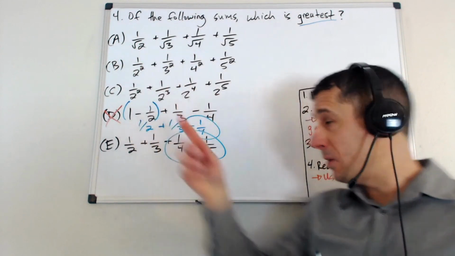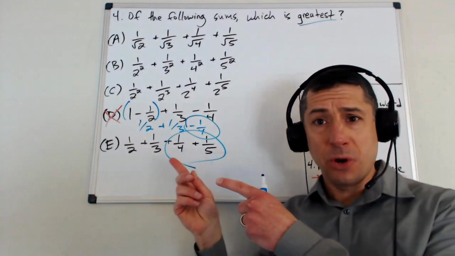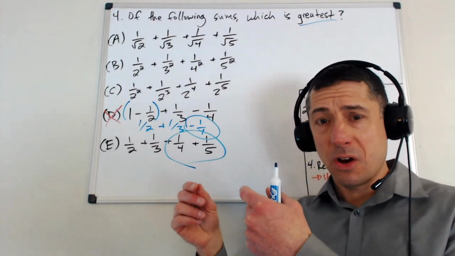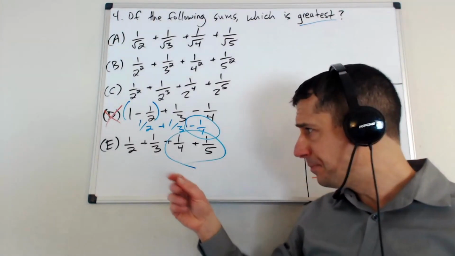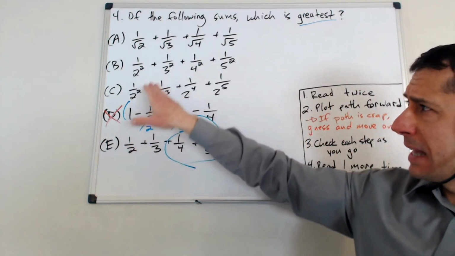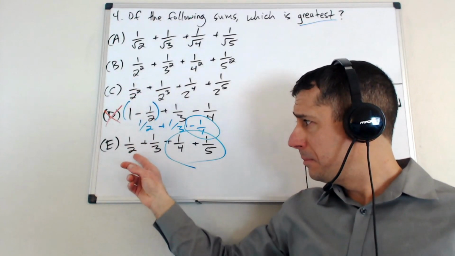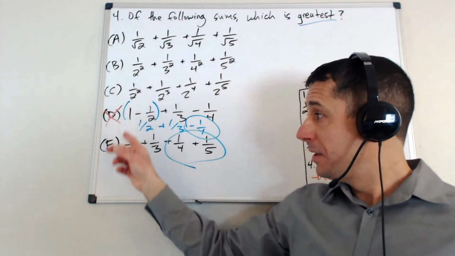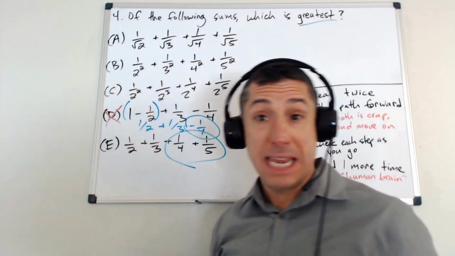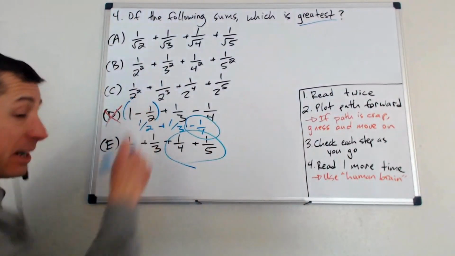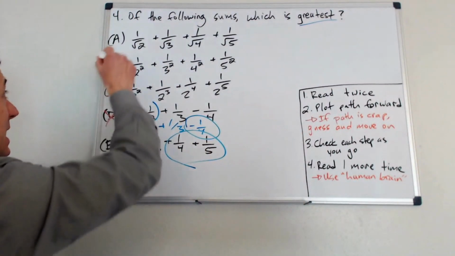So when I talk about step 3 here, checking each step as you go, that's one of those moments where I'm going to go, okay, wait a minute. Let me think about that. Is that really how it works? Yeah, of course. So bigger denominator, smaller number, smaller denominator, bigger number. So E is definitely bigger than B because B has the bigger denominators. So I'm going to get rid of B.